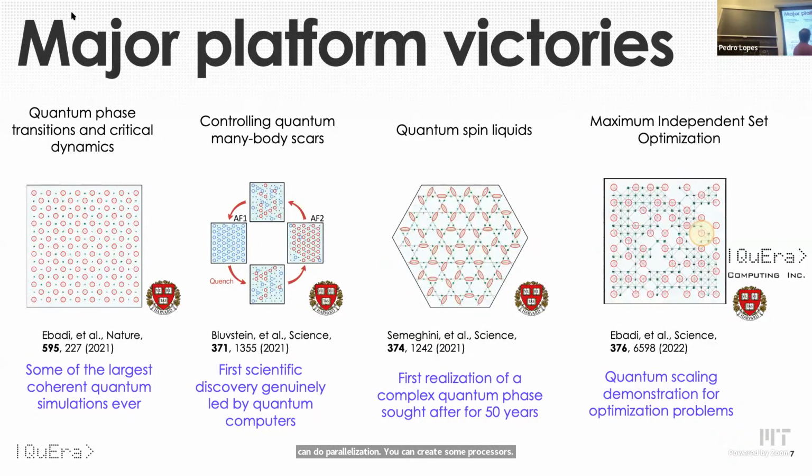There have been many major victories of the platform. This is not just about QuEra. This is not just about our friends, but evidently there is a little bias here towards our collaborators, right? So the creation of extremely large phases of matter, the control of the dynamics of this phase of matter.